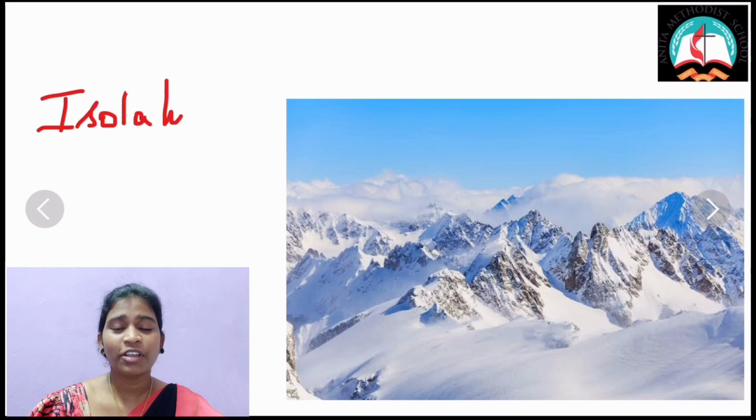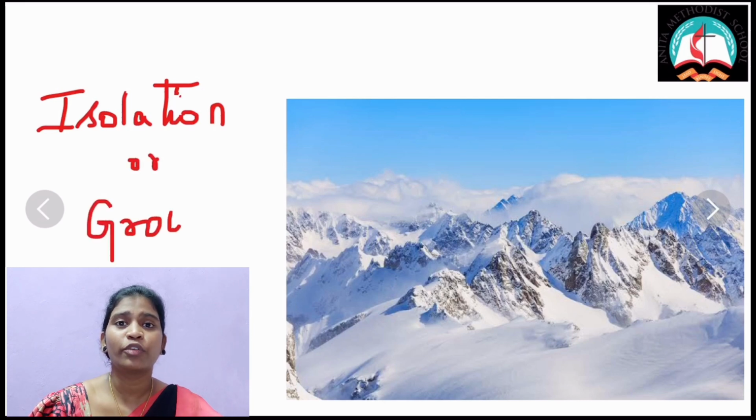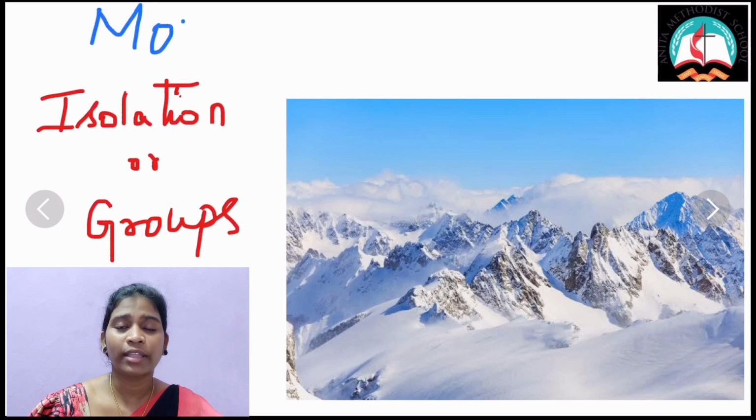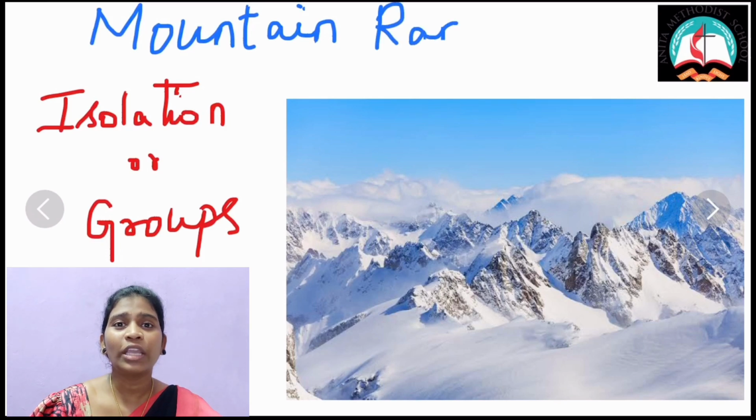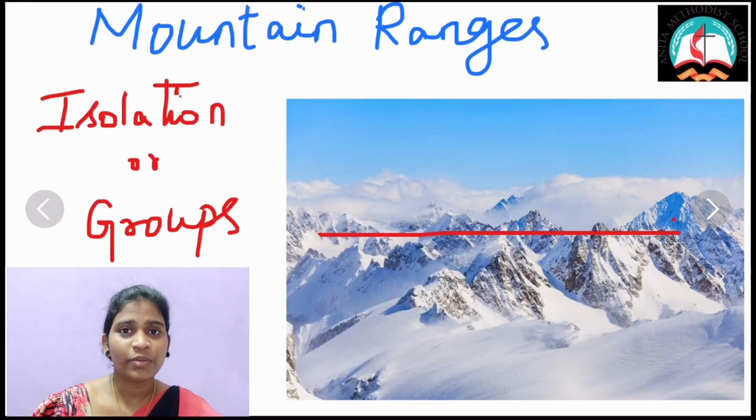Mountains are found in isolation and also in groups, which means we can see a single mountain or we can see mountains in a large number of groups. Where mountains are joined together, going for hundreds and thousands of kilometers, that is what we call mountain ranges. When it is single, we call it a mountain, whereas when it is in groups, continuing together and extending for more than hundreds and thousands of kilometers, then we call it mountain ranges.